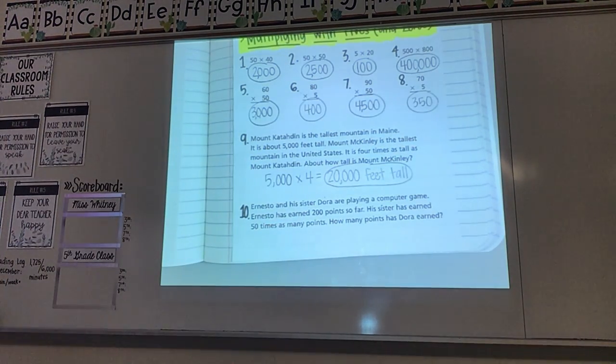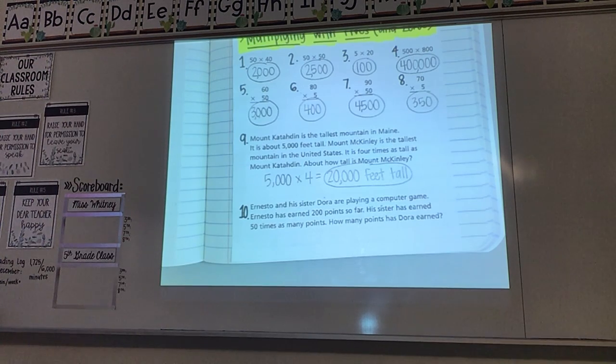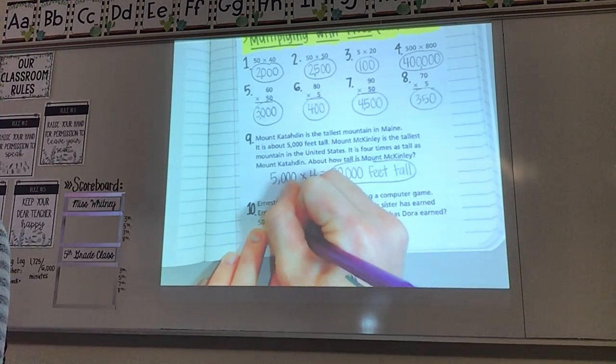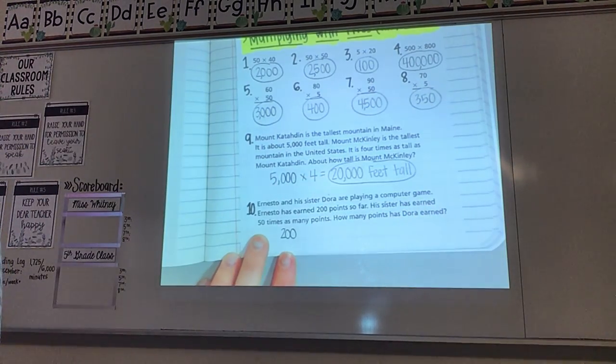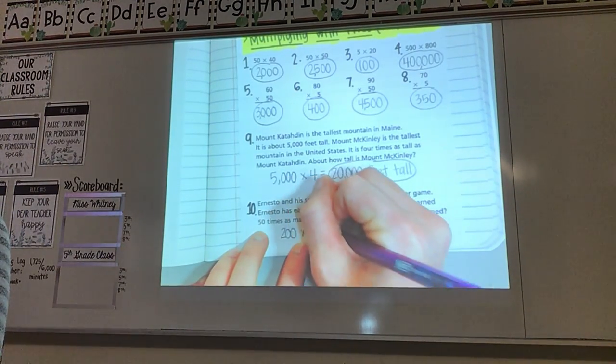All right, and one more here. Ernesto and his sister Dora are playing a computer game. Ernesto has earned 200 points so far. His sister has earned 50 times as many points. How many points has Dora earned? Man, Dora is kicking booty at this game. Ernesto doesn't look like he's so good. Ernesto has earned 200 points. Dora has earned 50 times as many. So we're going to times by 50. Dora is doing way better than Ernesto.